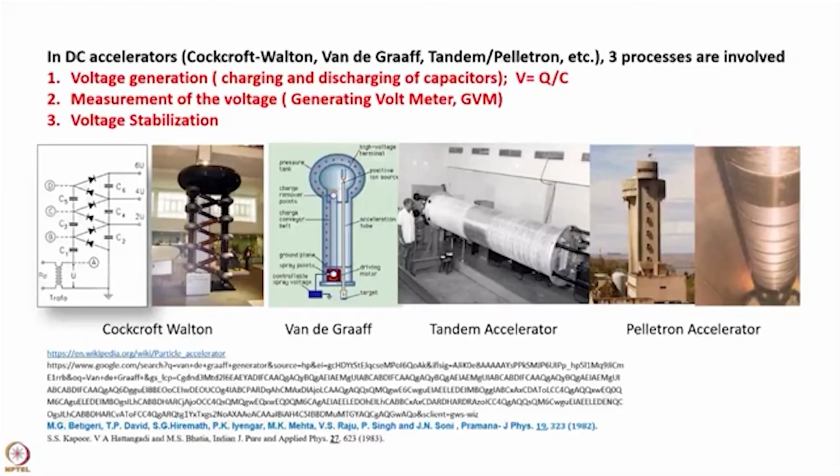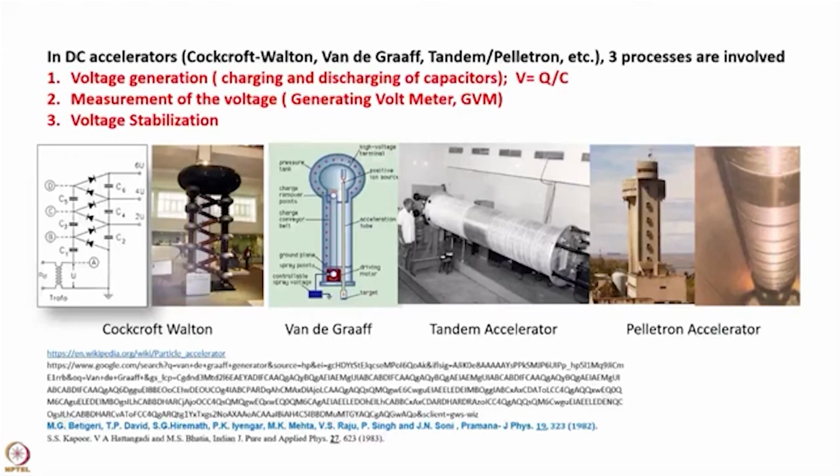Then you have to measure the voltage, and in early days, the main method which was used for measurement of voltage was the generating voltmeter. In the beginning it was not very accurate, and therefore it was not really used to measure the voltages, and hence not used for the experiments. But later on, with the advancement of technology, even better GVMs have been built, and they also are very accurate ones. Then the next thing is voltage stabilization.